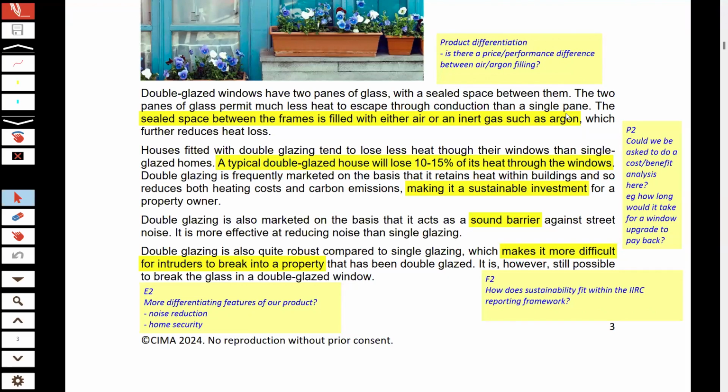We don't know at the moment what proportion of Shinyglas's windows are filled with air or argon. We don't know if there's a cost differential to that. We don't know if Shinyglas therefore prices those windows differently. And we don't know what the performance of those two different fillers, if you like, actually is in terms of heat loss. So, something that we ought to bear in mind in terms of pricing of windows and also the costing of windows.